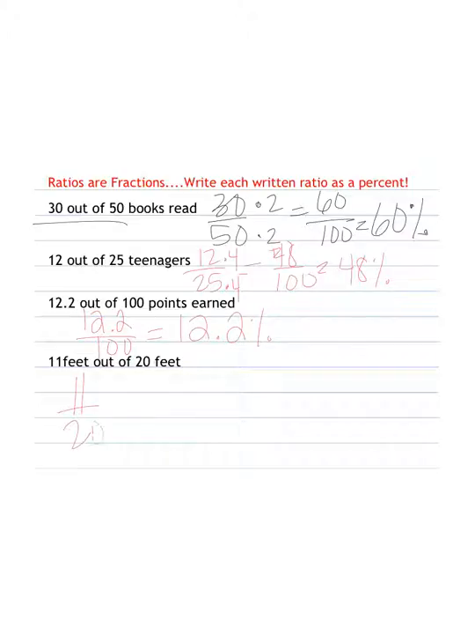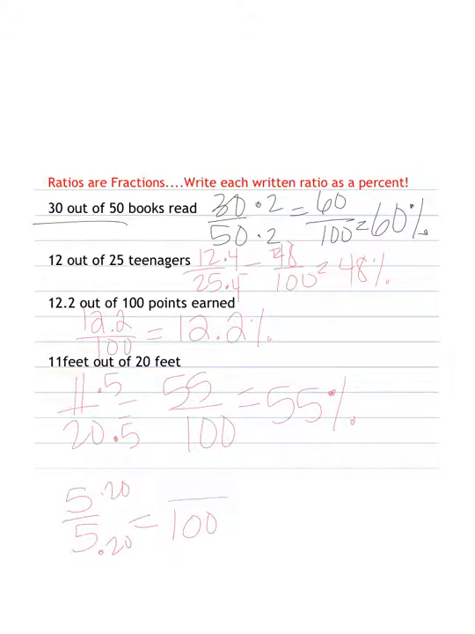And then 11 out of 20, I want to get it to 100, so I have to do 20 times 5, 11 times 5, which is 55, so 55%. And let's say we have 5/5. I know that to get it to 100 would be times 20, times 20, so I'd end up with 100 hundredths, which is really the same as 1, which would be 100 over 100, which is 100%.